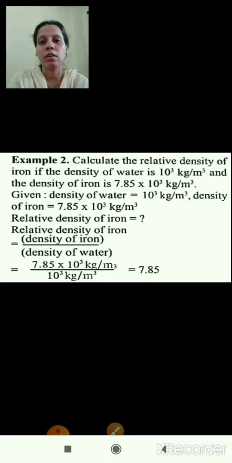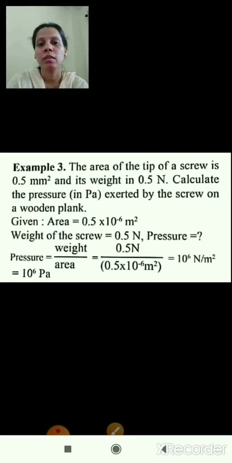Now we'll see the third sum. Okay, this is third example. The area of the tip of a screw is 0.5 mm square, that is millimeter square, and its weight is 0.5 N. Calculate the pressure in Pascal exerted by the screw on a wooden plank. Now again area is given and weight of the screw is given, that is 0.5 N. You have to find out pressure.